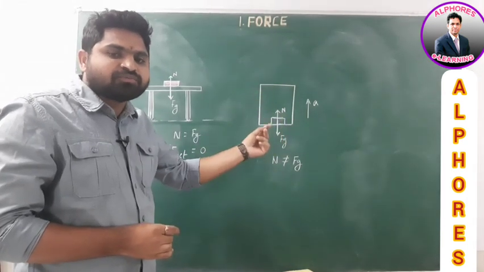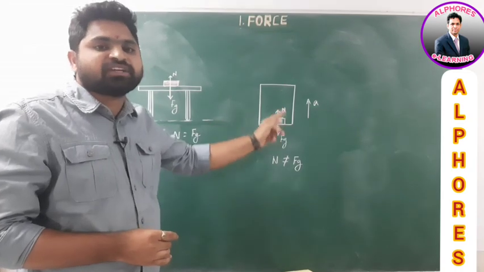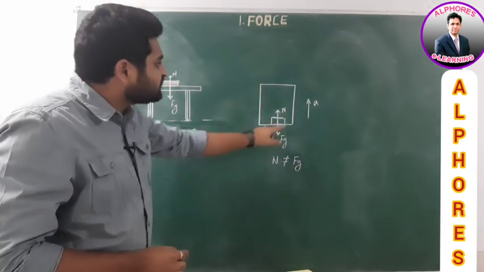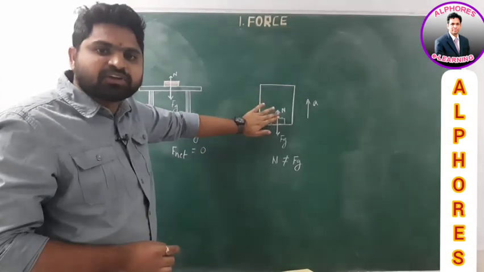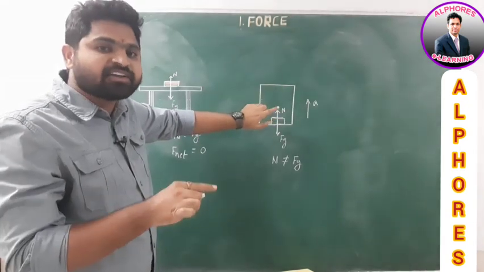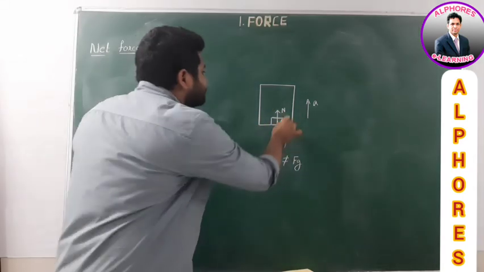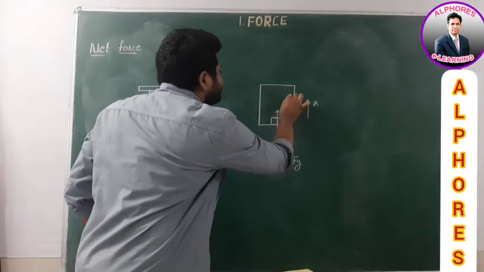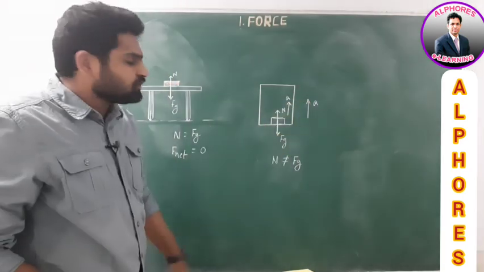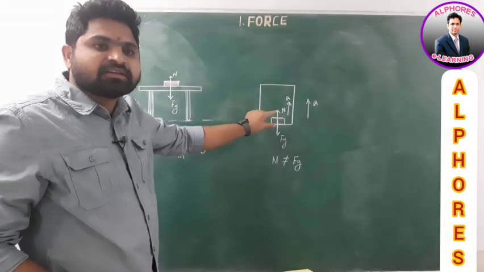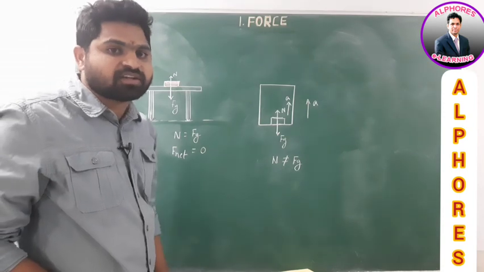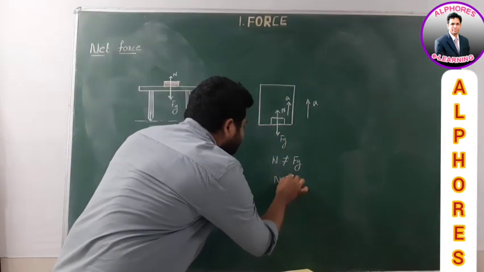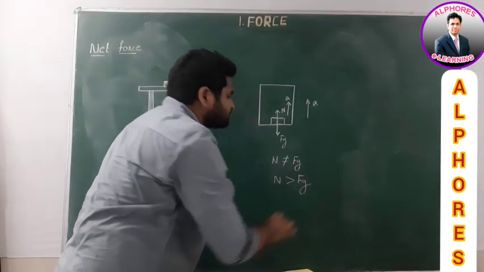The object is moving in the direction of the greater force. As I said, this lift is moving upwards, so the object along with this lift is also moving upwards. In what direction is it moving? In the direction of the normal force, it is moving upwards. So the normal force is greater than the force of gravity, and they are not equal here. Normal force is greater than the force of gravity.